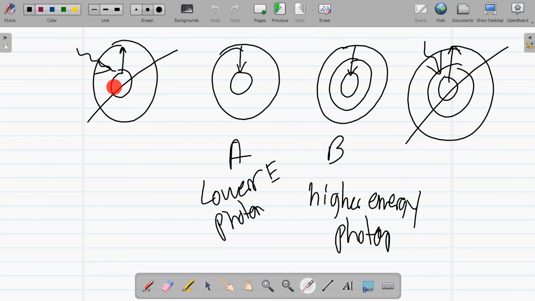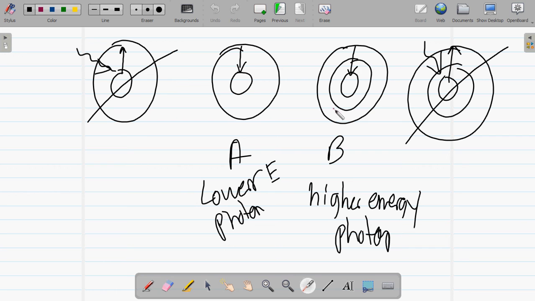This one with my red dot and this one, the electron is absorbing energy and moving to a higher energy state. Okay, so they're excited. In A and B here, the electrons are falling down, so that means they're giving off energy, they're losing it. A is only falling from one energy level to the next, right? And B is falling 2 energy levels.